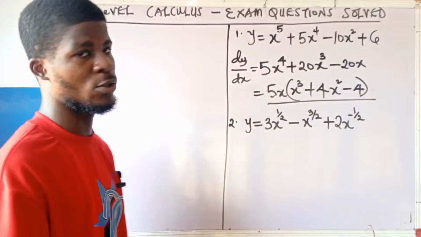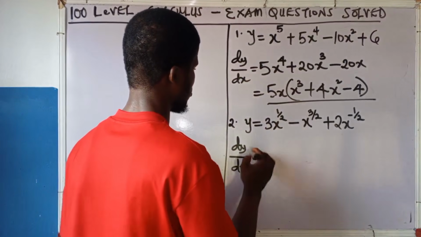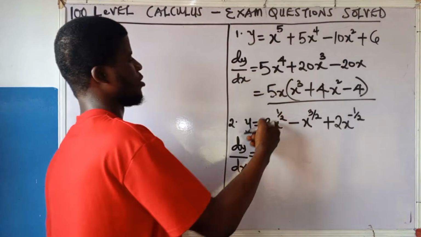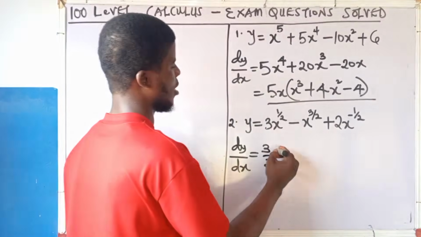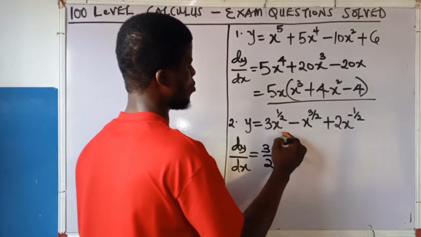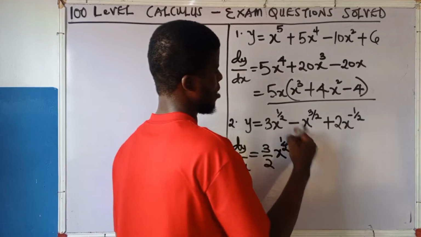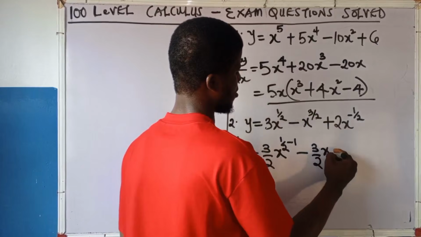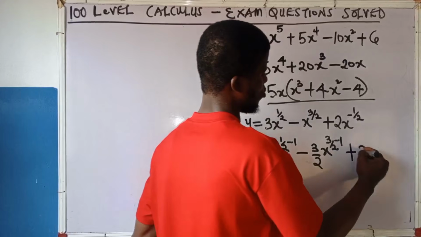What's the derivative of this function? The dy/dx remains this. 1 over 2 multiplies 3. Of course, 1 over 2 times 3 is going to be 3 over 2. Then write the x. Subtract 1 from the 1 over 2. That's 1 over 2 minus 1. And this is minus 3 over 2 multiplies the x. Then subtract 1 from it. And we have plus 2.